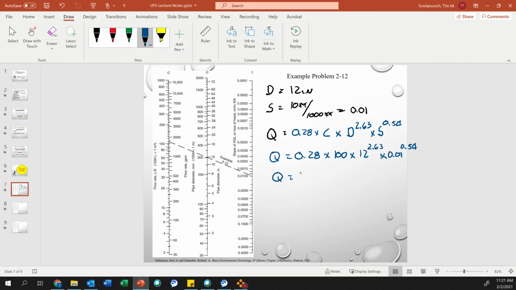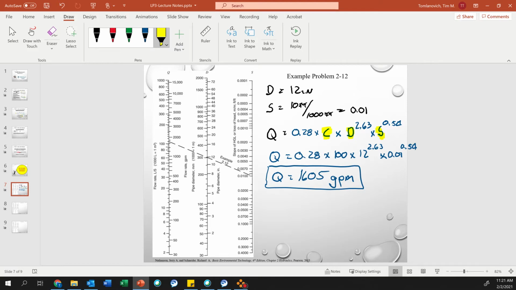Q equals 1605 GPM, gallons per minute. Okay, now let's go to the chart. So we know this is C, so we know we have this variable, we have a diameter, and we have a slope. Okay, so basically you can only have one unknown variable to use this chart.